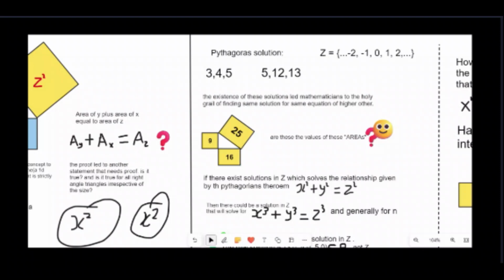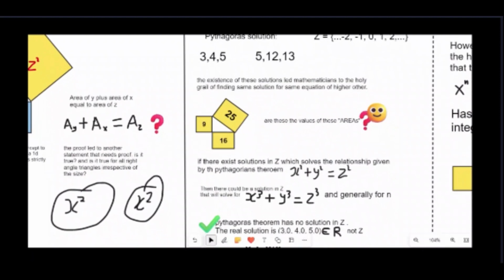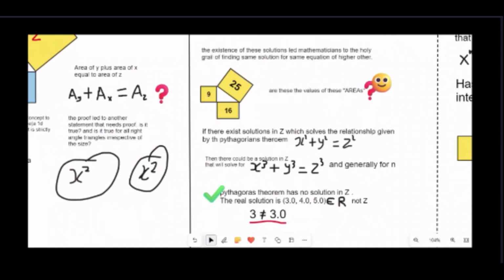So now the question is, 9, 12, 16, for instance, which is one of the solutions of the Pythagorean theorem: are these values areas? The answer is no. They are not areas. They do not actually represent areas. Okay, and if there exist solutions in Z which solve the relationship given by the Pythagorean theorem, then there could be an integer solution that will solve x to the power 3 plus y to the power 3 equals z to the power 3.